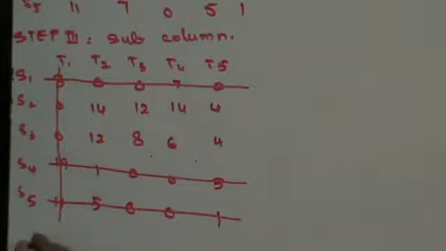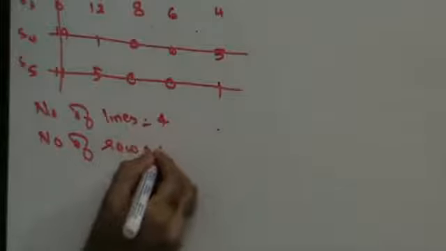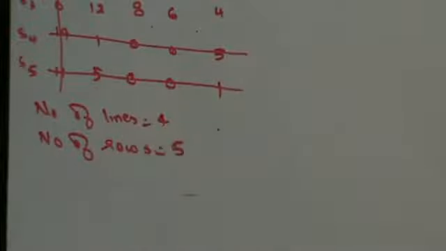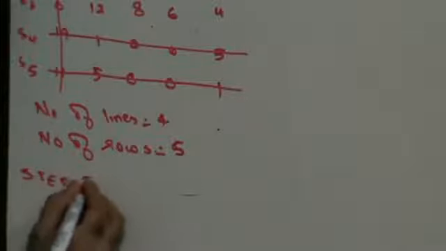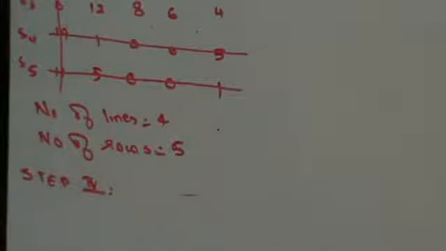Now, number of lines is equal to 4 and number of rows is equal to 5. Therefore, the solution is not optimum. Step 4. Subtract the smallest uncovered element from every uncovered element and add it at the intersection of rows and columns. Now the smallest uncovered element is 4, right?